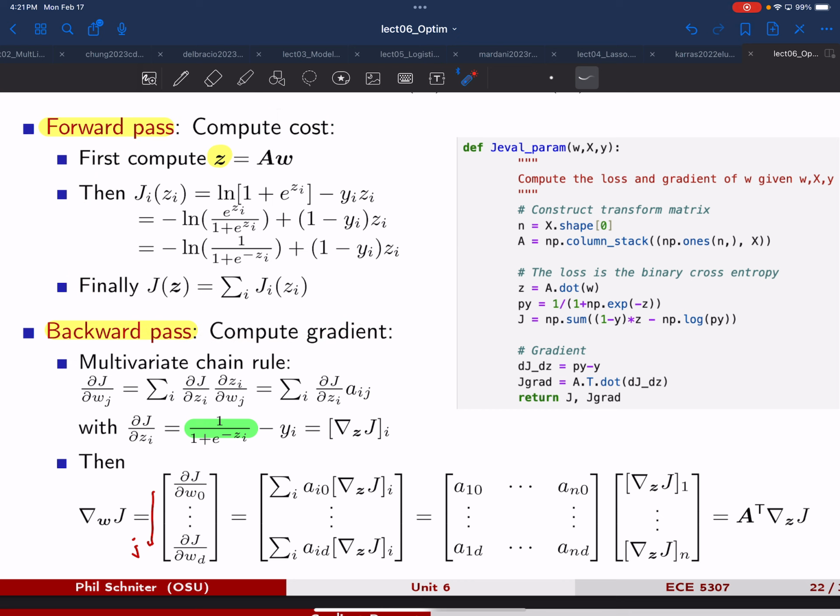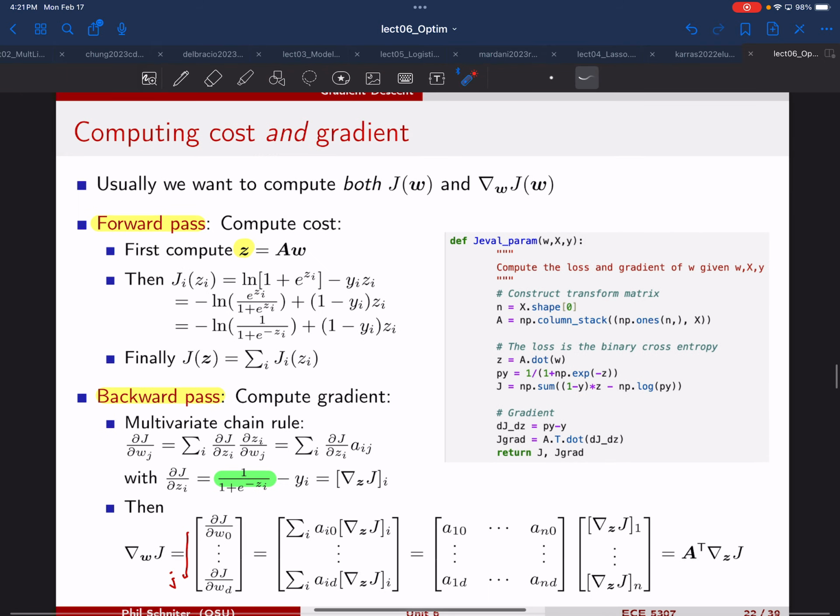Any questions so far? Okay, then for the backward pass, we just have to compute this, but since we already computed p_y, this part is easy. And then we compute the gradient according to this equation here, and that's it. So now we have our cost J and our gradient, and we return both of those.